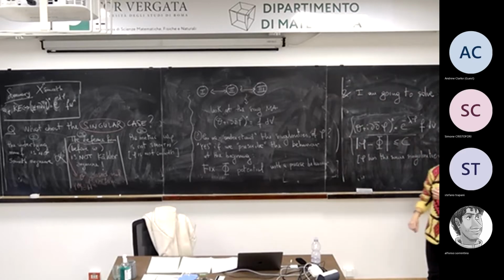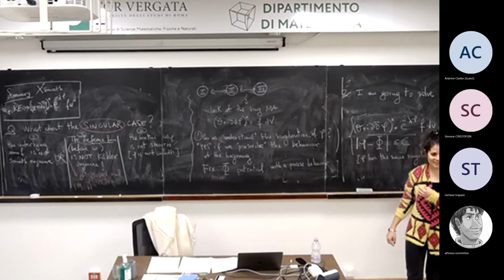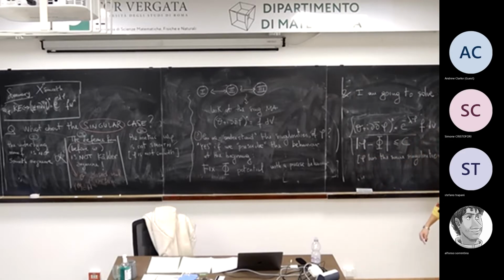Then you want all the other inequalities. This is the absolute value, not only smaller or equal. And the norm, yeah. So it means that phi is in between capital Phi plus a constant and capital Phi minus a constant, so both sides. Okay, and this is what we call the singular Monge-Ampère equation with prescribed singularities.